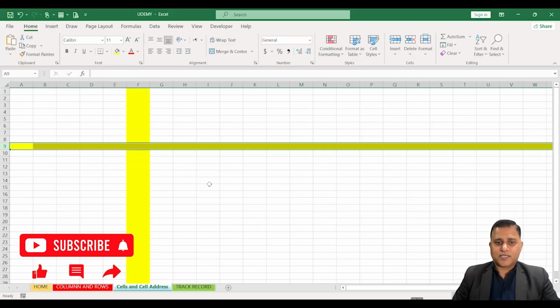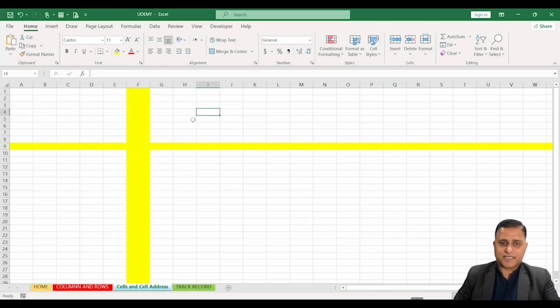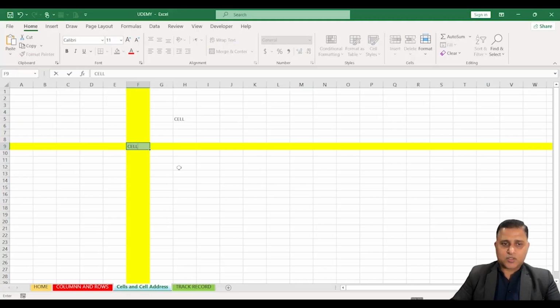So what is a cell? As you can see, these small boxes are known as cells. Or we can say wherever the column and the row intersect, that position is known as a cell. When I say any cell, any data, what is the cell here? This cell has some kind of address. Every cell has a cell address.